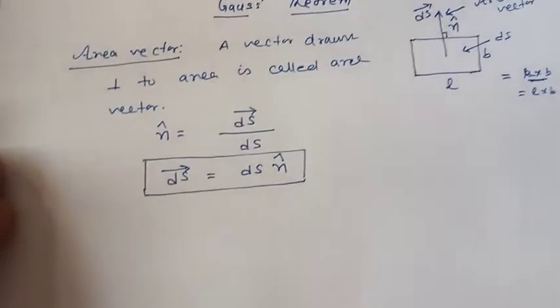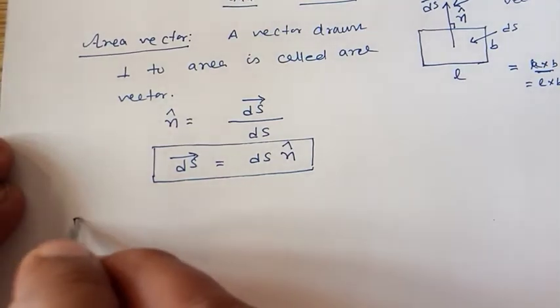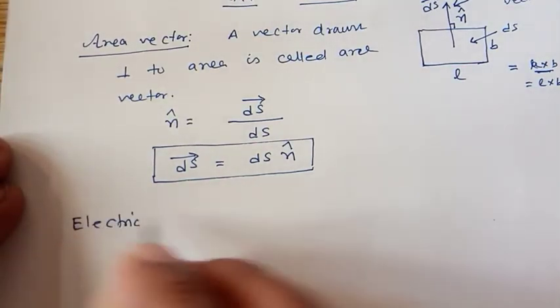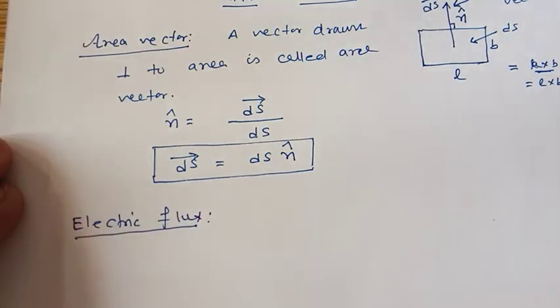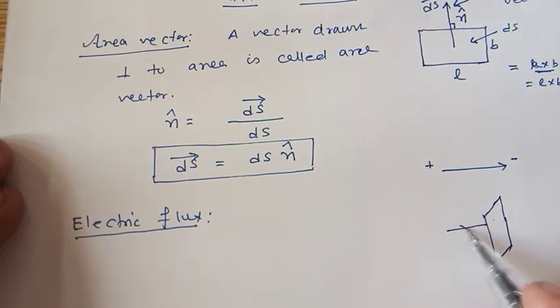Now we will discuss what is electric flux. We have already studied about the electric field lines. You know, electric field lines start from the positive charge and end at the negative charge. Now suppose you are having area here like this one, and electric field lines are crossing the area normally. So what is electric flux?